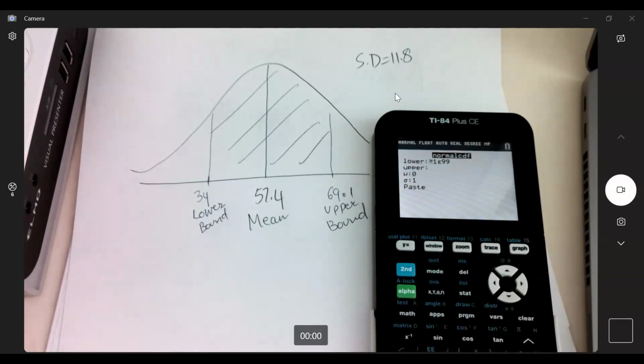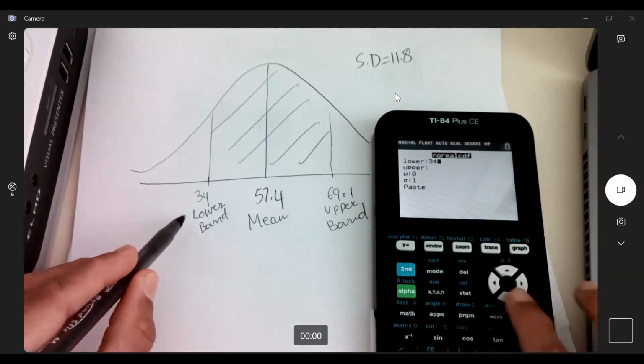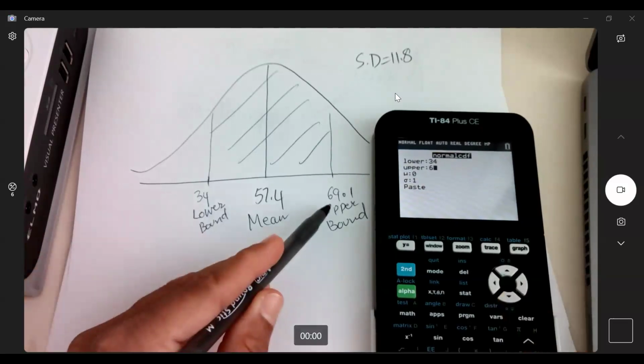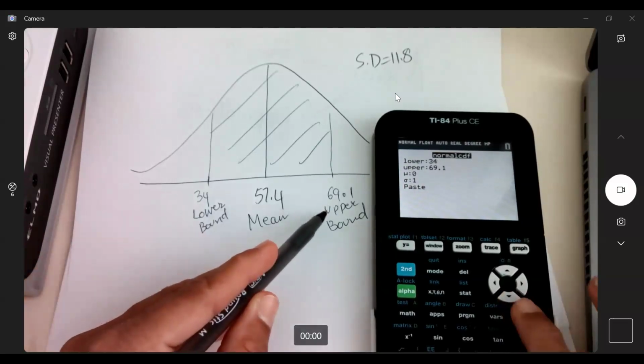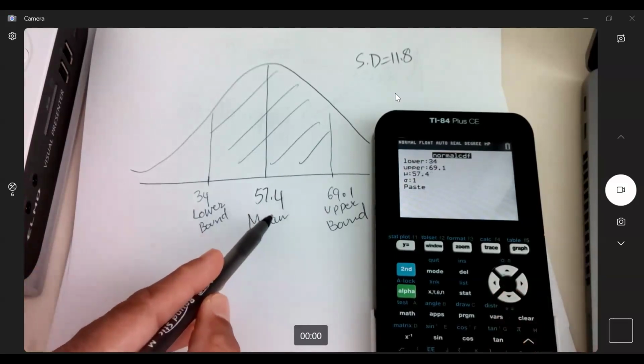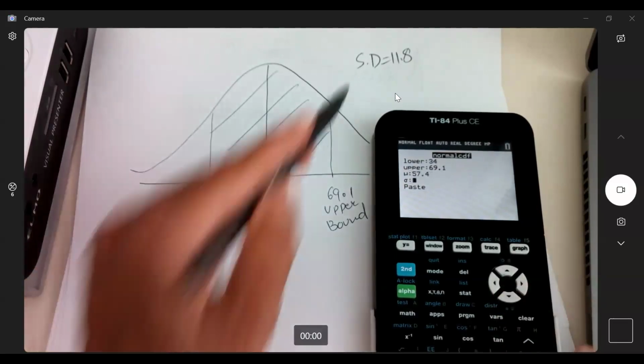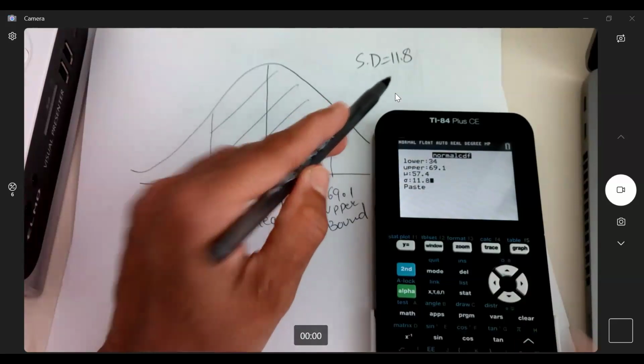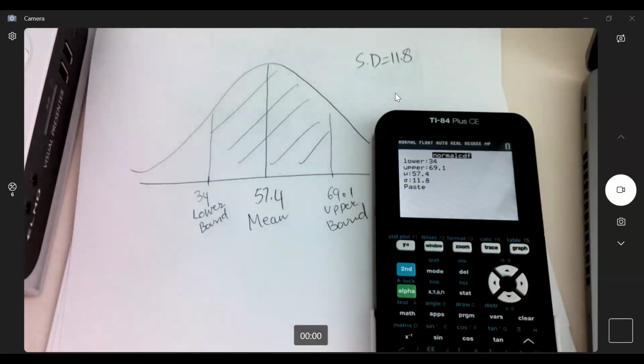Now my lower bound is 34, so I'm going to fill that in. My upper bound is 69.1. I'm going to fill that in. My mean is 57.4. I'm going to fill that in. Standard deviation is 11.8. I'm going to fill that in. So I filled in the lower, upper, the mean, and standard deviation. When you have reached that far, let me know.